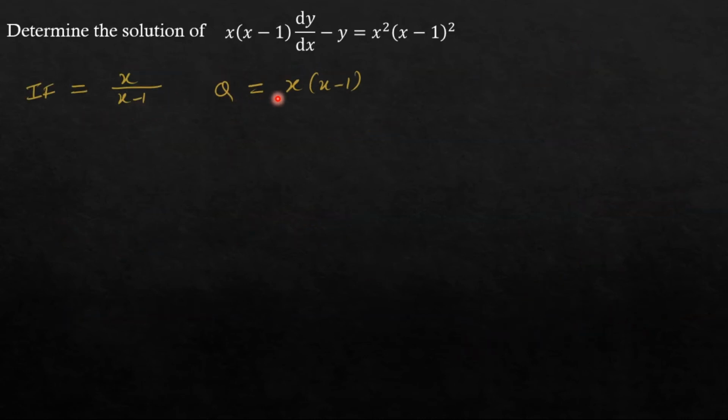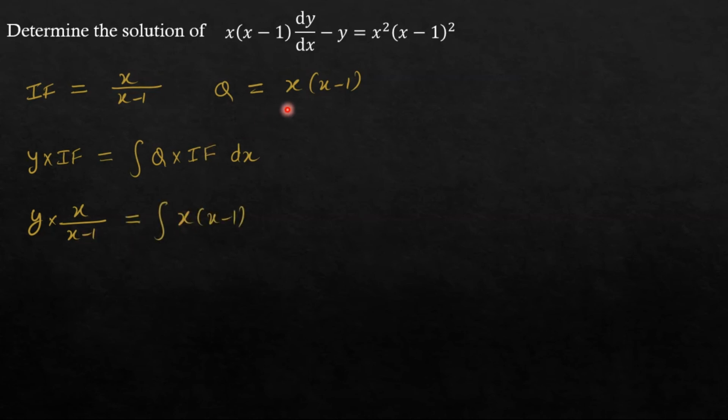So we have the value of q and integrating factor here. Now the solution is given by dependent variable, that is y into integrating factor equals integration of q into integrating factor into dx. Now put the values. y into x upon (x minus 1) equals integration of q, the q value is x into (x minus 1), into integrating factor, that is x upon (x minus 1), dx.